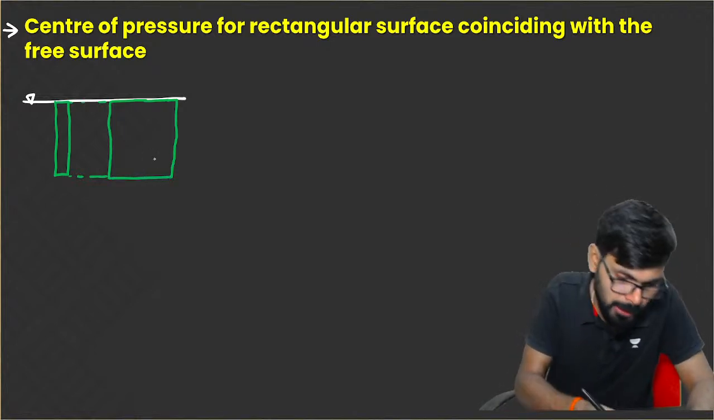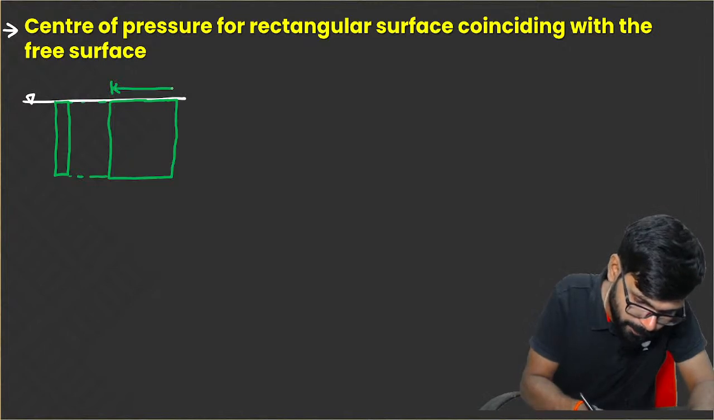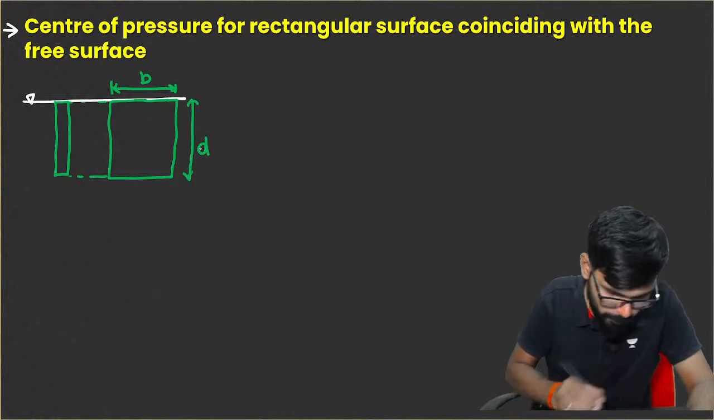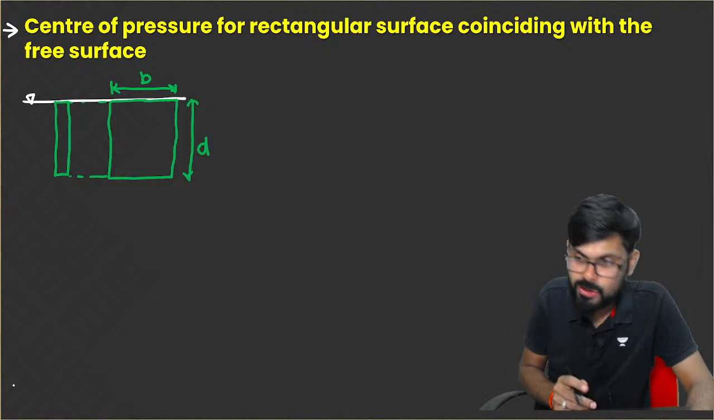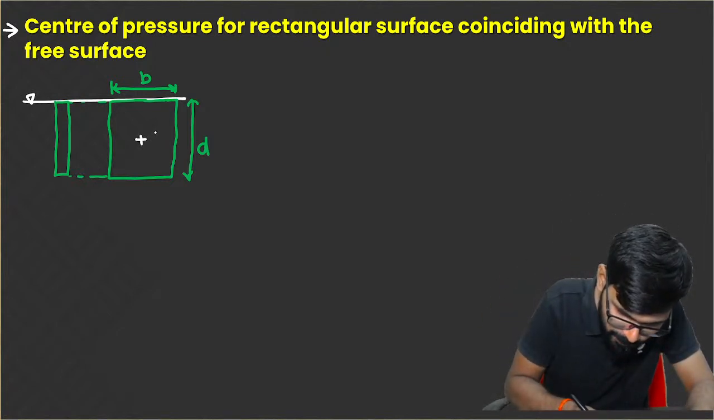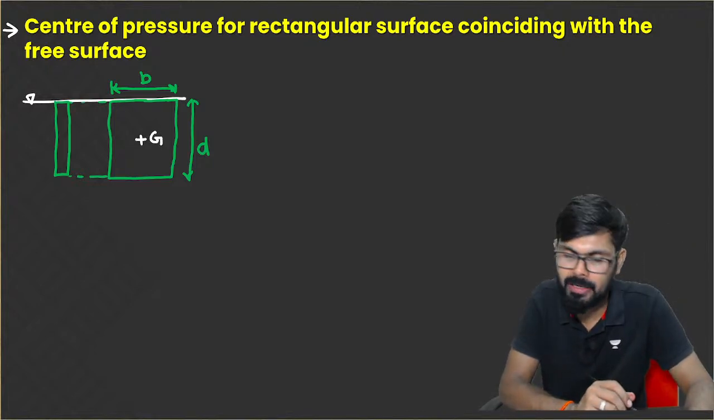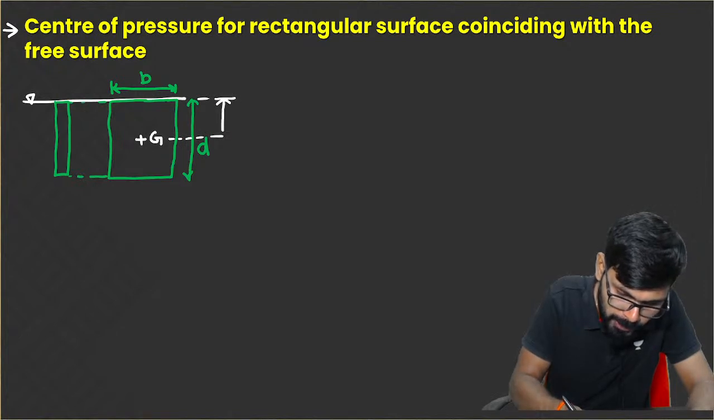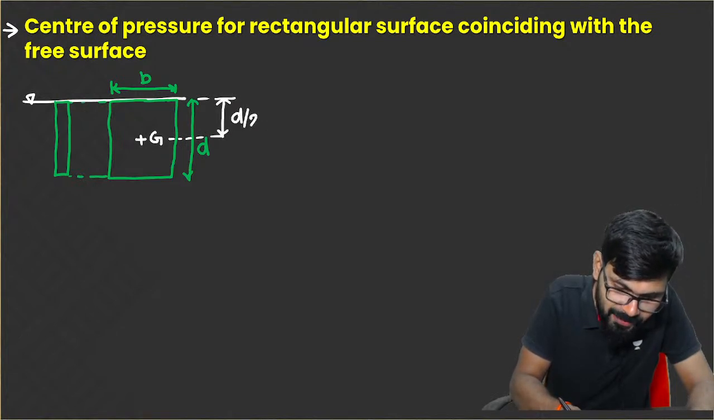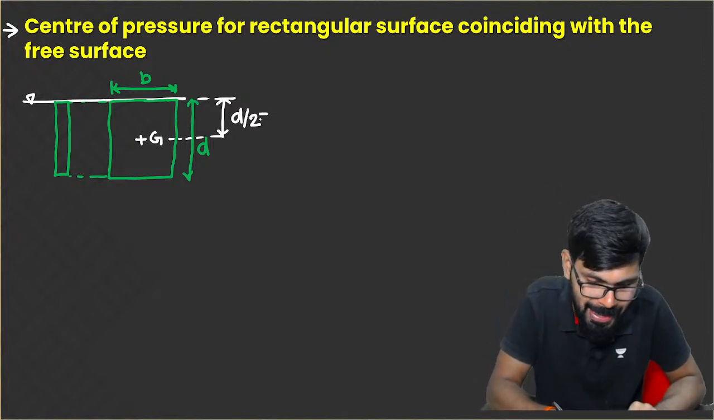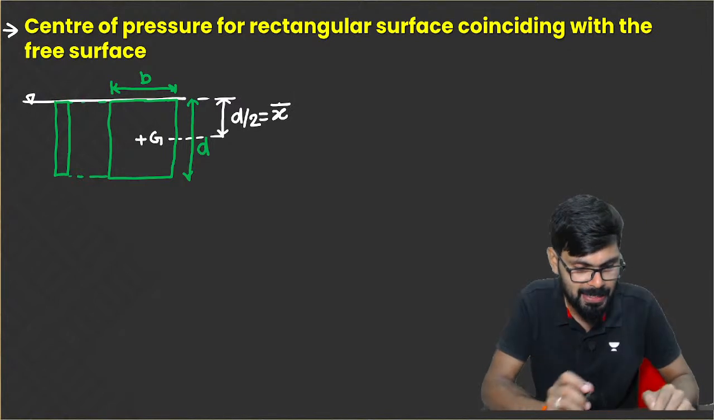Clear, beta? Now this is, let's say, B, and this is, let's say, D. Please make your proper notes. Now G will come somewhere here. The center of gravity will come somewhere here. Obviously, the center of gravity is at D by 2, since the surface coincides with the free surface. So this will come at D by 2. So this is nothing but X bar.